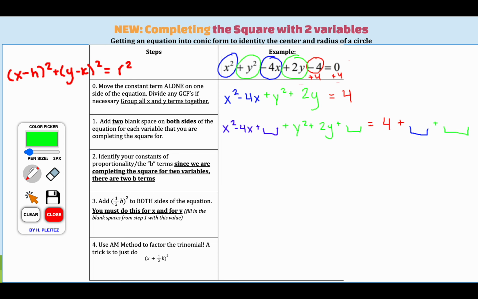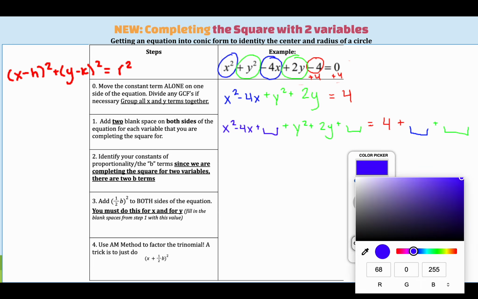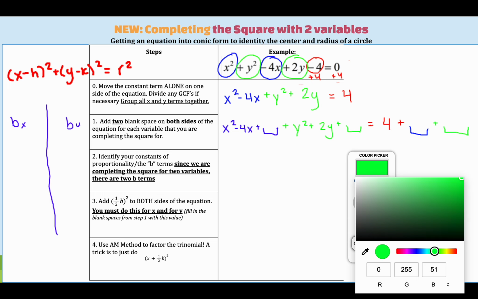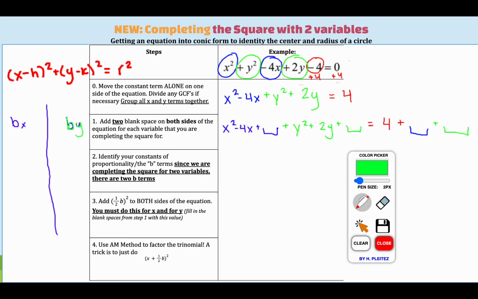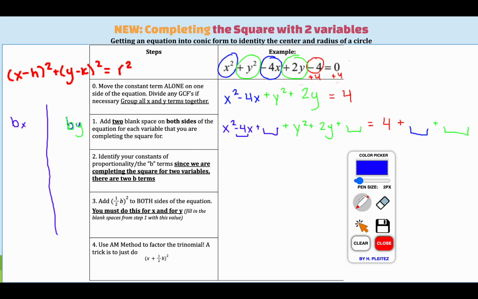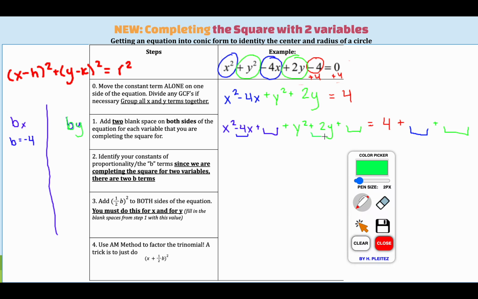Now, in this case, we need to identify our constant of proportionality or our b terms. But since there are two variables, there's going to be two b terms. So I like to set up a table on the side. I find my b value for x, and I find my b value for y. Our b value for x is going to be the number right next to x. So our b value for x is -4. So b equals -4. And then for our y terms, our b value is +2, right?